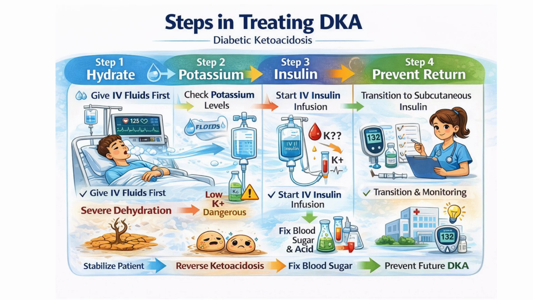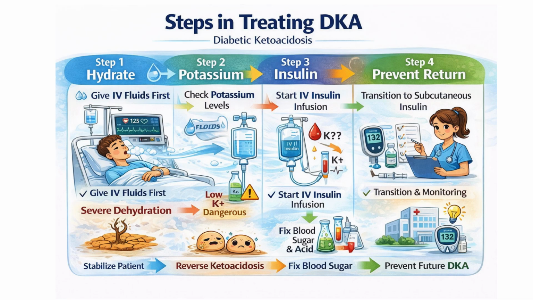Throughout this process, the nurse closely monitors vital signs, blood glucose, electrolytes, and urine output. The goal is not only to lower the blood sugar. The real goal is to fix the acid problem inside the body. Diabetic ketoacidosis is considered resolved when the acid is gone. This is shown by a closed anion gap and improving blood pH.